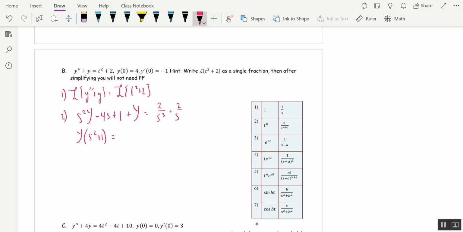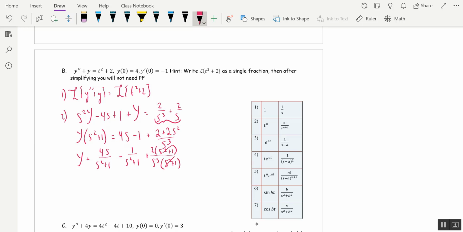And then move non-big Y terms over. So we get 4s minus 1. And then I'm going to combine these guys as a single fraction. So plus, because that's the hint, if I combine, I won't need partial fractions, 2 plus 2s squared over s cubed. Big Y is equal to 4s over s squared plus 1 minus 1 over s squared plus 1 plus, factor a 2 out of the numerator, and we get s squared plus 1. And then in the denominator, we have s cubed, and we're dividing by s squared plus 1. So these guys cancel out.